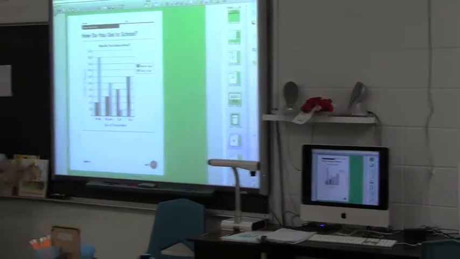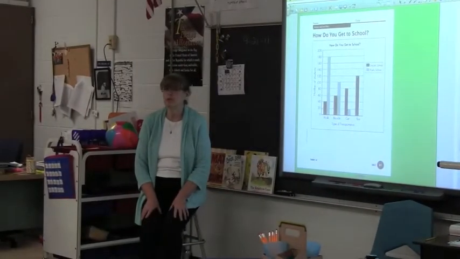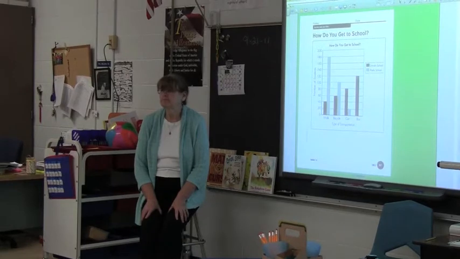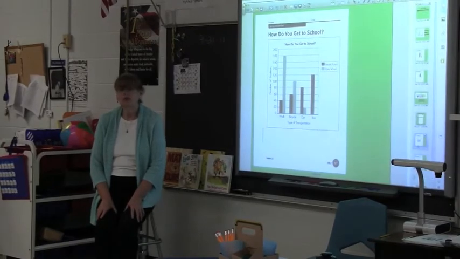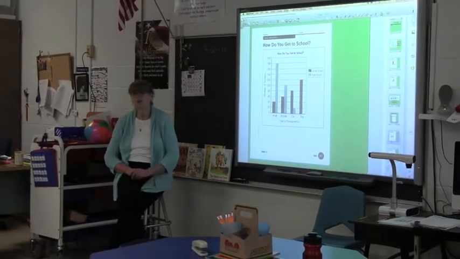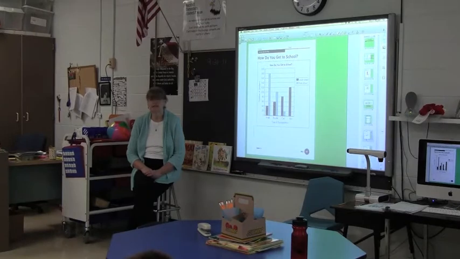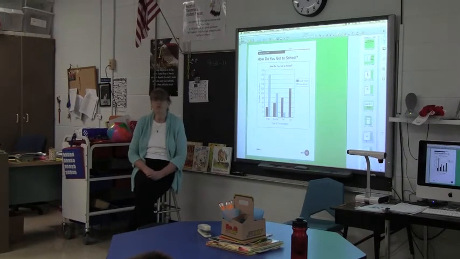First of all, how is this bar graph different from what we've been looking at all day? What do you notice that's different? Sophie, what do you notice that's different? Nobody's writing on anything, you're just looking at this. How is this bar graph different from what we just looked at?